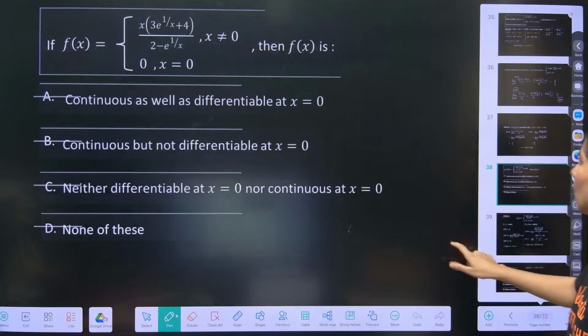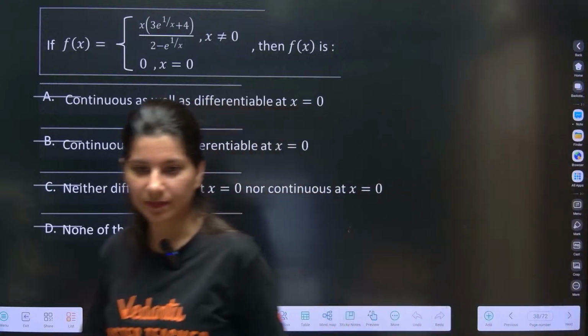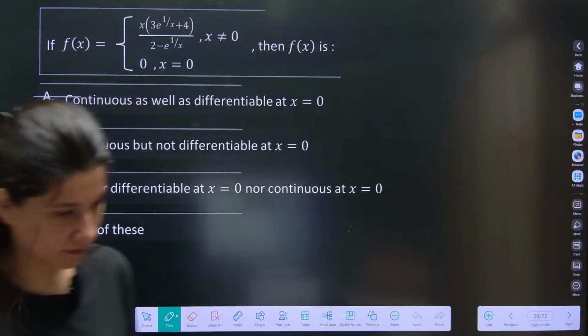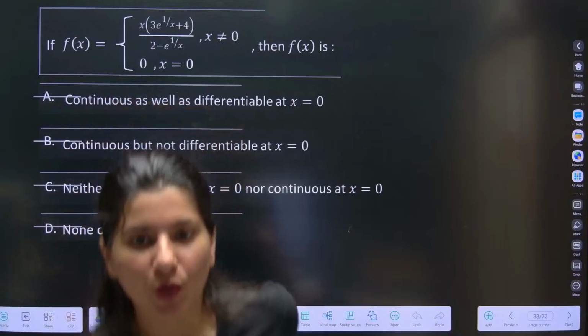Chalo. One this question. And I want all of you to solve it.